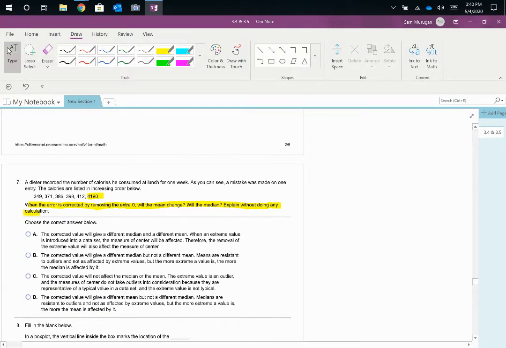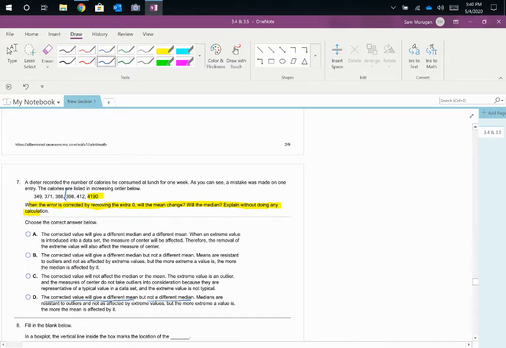So if you think about this, if you were to put in the correct value, of course the mean is going to change. Okay, the mean will change. However, since the median value is based on what's in the middle, and this data is already in order, the median will be unaffected. So the corrected value will give a different mean for sure, but not a different median.